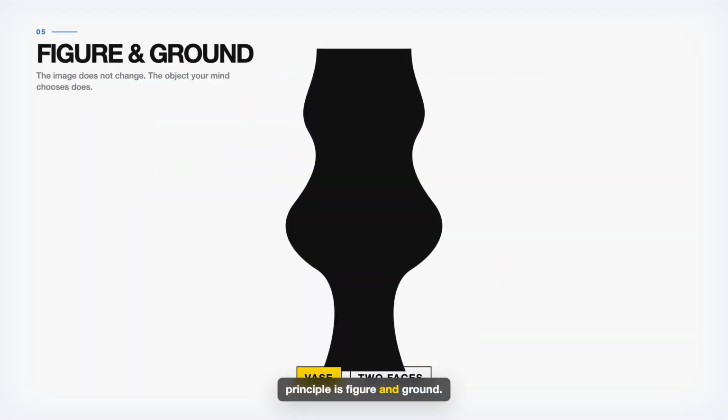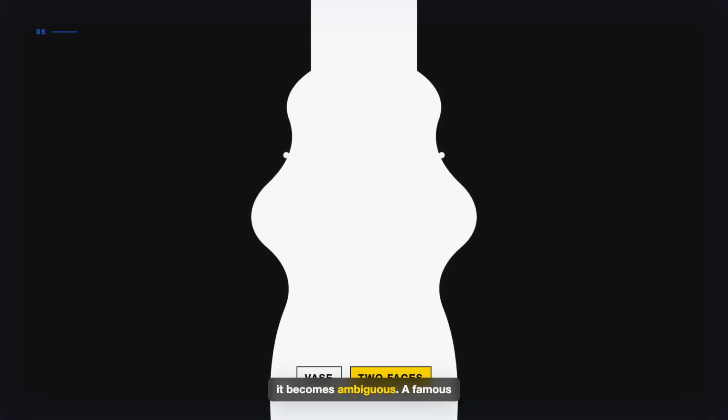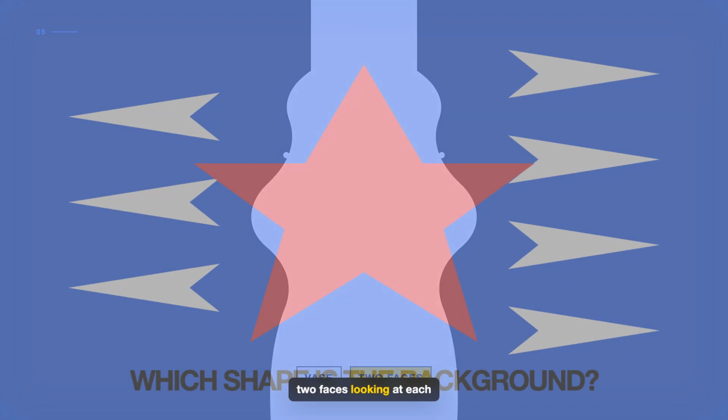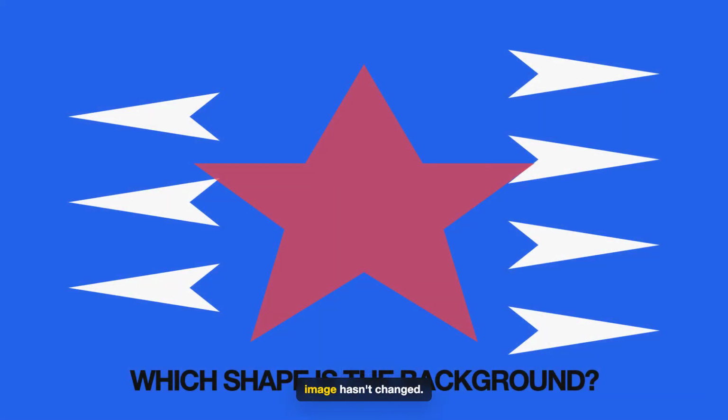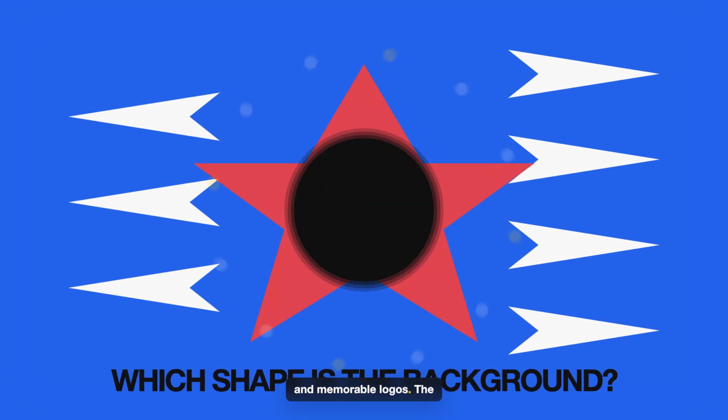Another principle is figure and ground. This describes how we separate an object from its background. Sometimes the distinction is obvious. Other times it becomes ambiguous. A famous example is the Rubin vase illusion. At first, you may see a vase. Then suddenly, you notice two faces looking at each other. The image hasn't changed. Only your perception has. Designers often use figure-ground relationships to create clever visual effects, hidden meanings, and memorable logos.